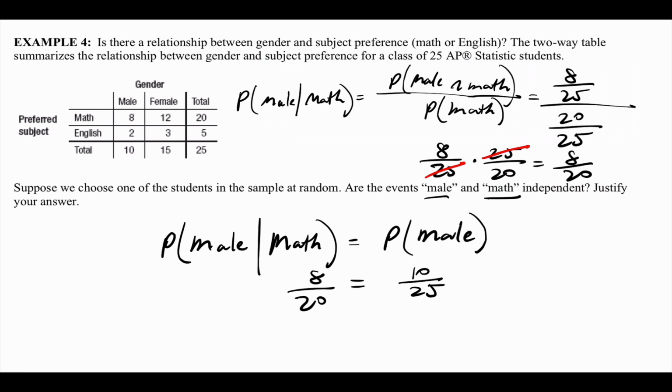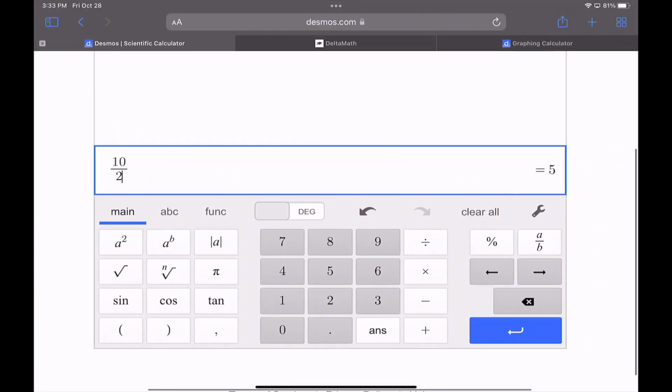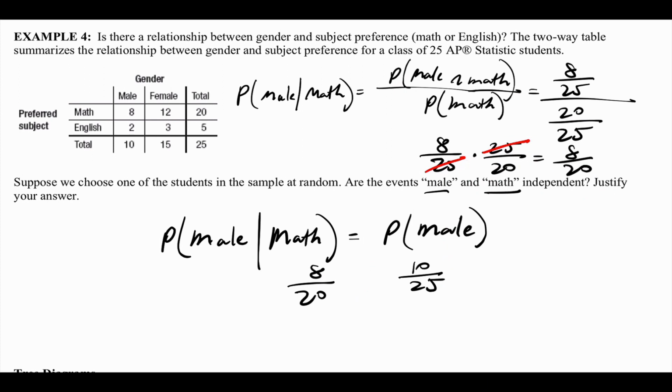If I was to change them to decimals, would they be the same? I don't think so. Let's see. 10 out of 25. Oh, actually, they are the same. 4/10, divide by 5, you get 2/5. Yeah, they are the same. So they are independent.